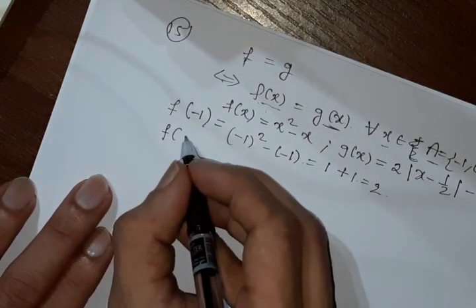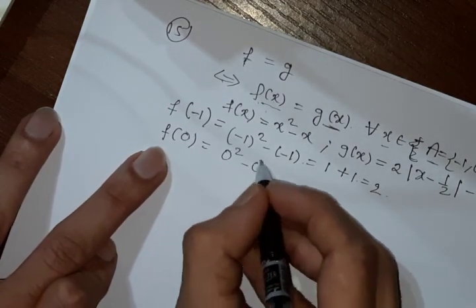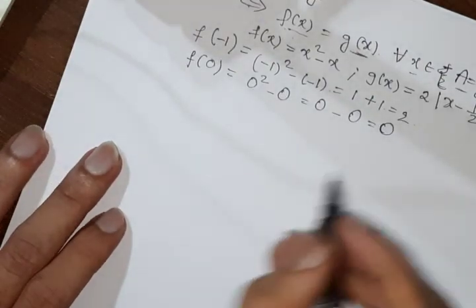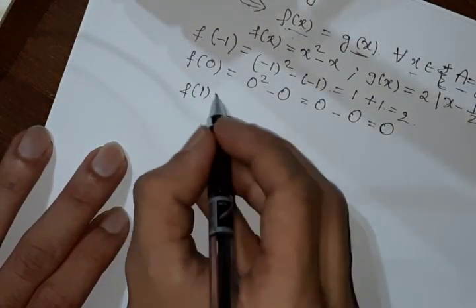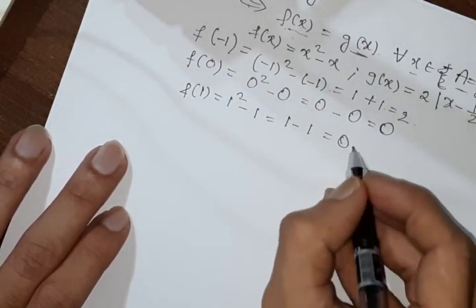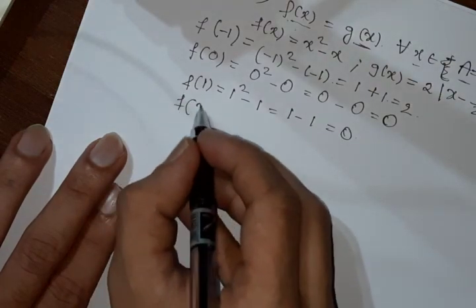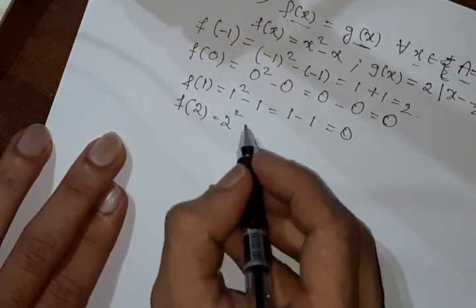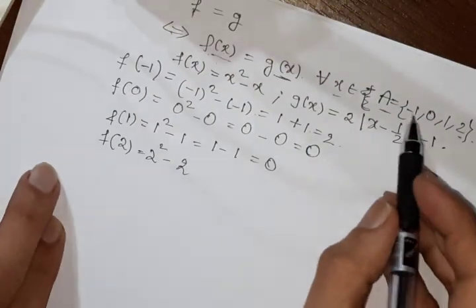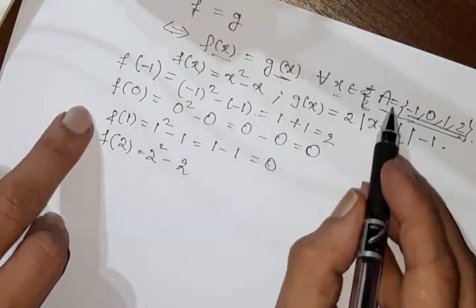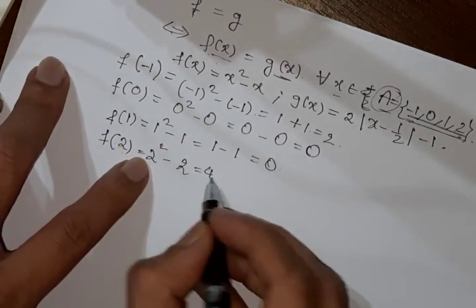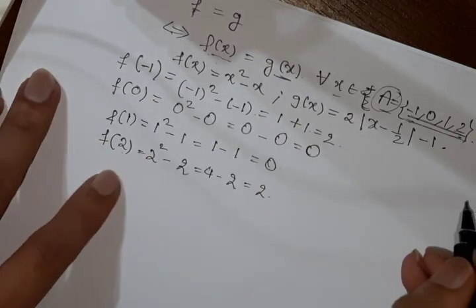Minus 1 square is 1, minus minus is plus 1, which is 2, right? Then f of 0 we will check. That is 0 square minus 0, which is 0 minus 0, which is equal to 0. Now f of 1 will be 1 square minus 1, which is 1 minus 1, which is 0. Then f of 2, that is 2 square minus 2. I am checking all the values of the function at these points, because that is the domain. So f of 2, the last value, is 2 square minus 2, which is 4 minus 2, which is equal to 2.